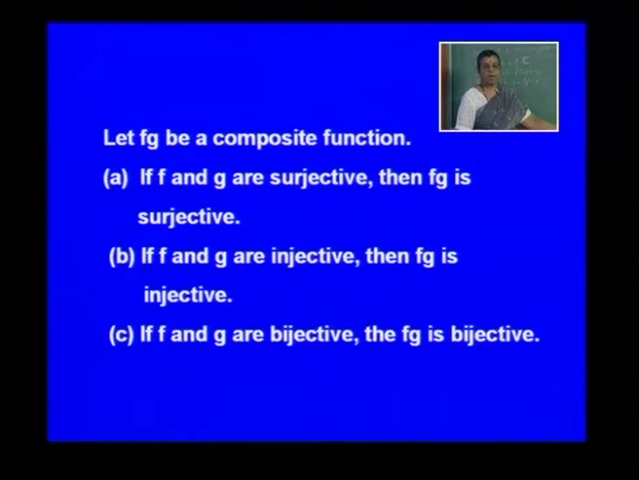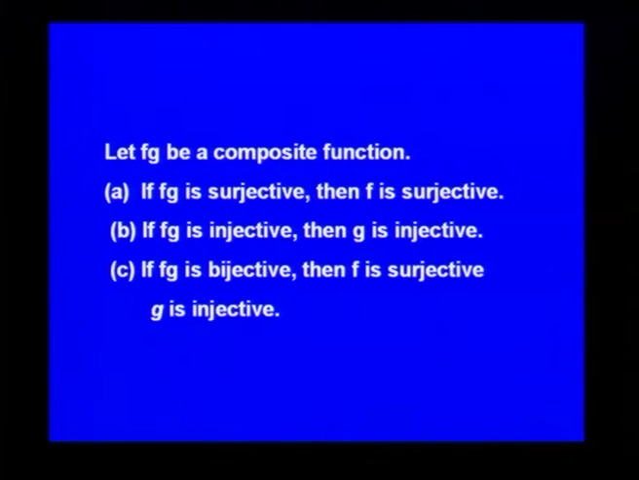If f and g are bijective, then f and g are surjective, so f∘g will be surjective. f and g are injective, so f∘g will be injective. Because f∘g is surjective and injective, it will be bijective. So, the third part follows from the first two parts.